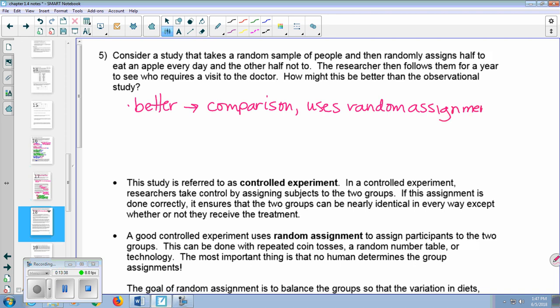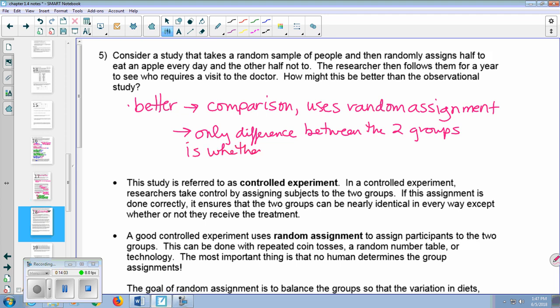So notice the researchers are imposing the treatment on one of the groups. They're deciding who eats the apples. And hopefully this means the only difference between the two groups is whether they eat the apples.